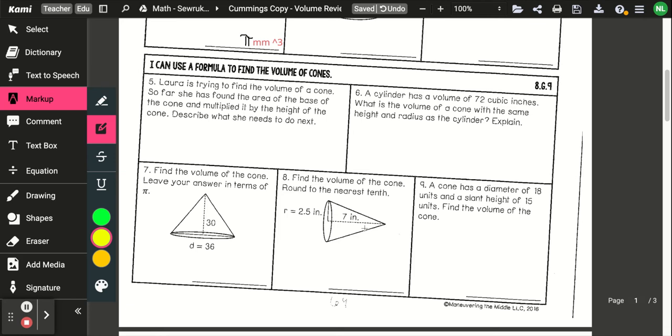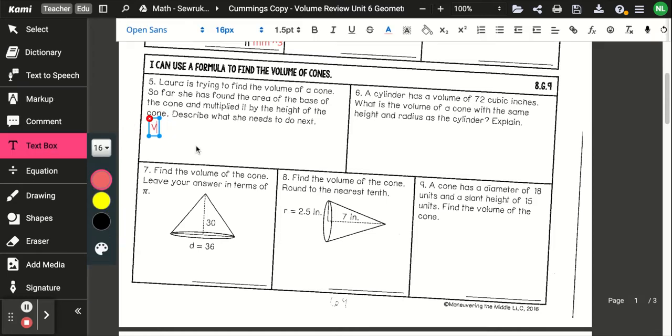So now we are doing cones. For this one, it says Laura is trying to find the volume of a cone. So far, she has found the area of the base of the cone and then multiplied it by the height of the cone. Describe what she needs to do next. Well, the first thing that it will be really important to know is that you can write the formula a couple different ways for a cone. You can write V equals 1/3 big B times height, or you can write volume equals 1/3.